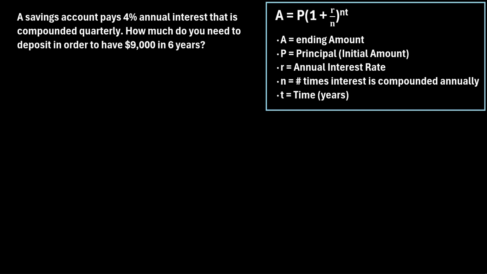This problem says a savings account pays 4% annual interest that is compounded quarterly. How much do you need to deposit in order to have $9,000 in 6 years? So we can use the compound interest formula to solve this problem.